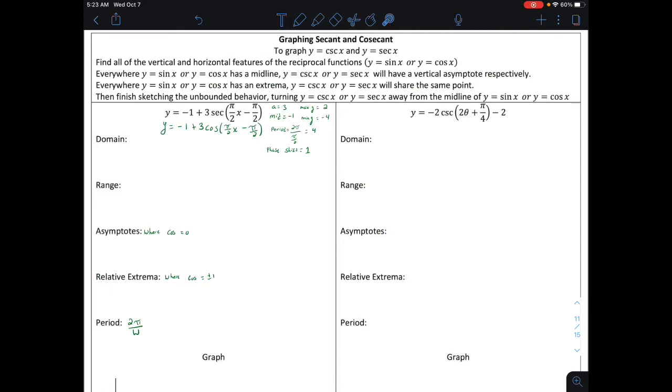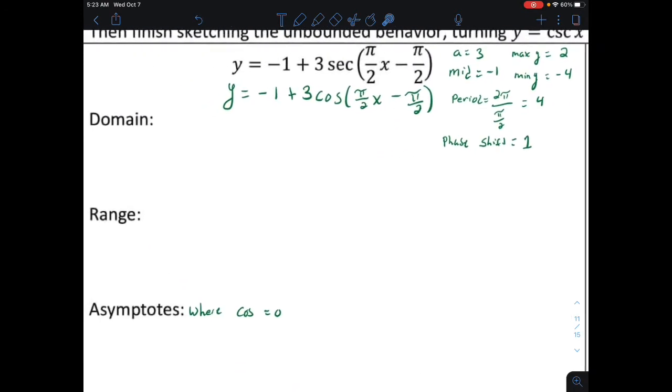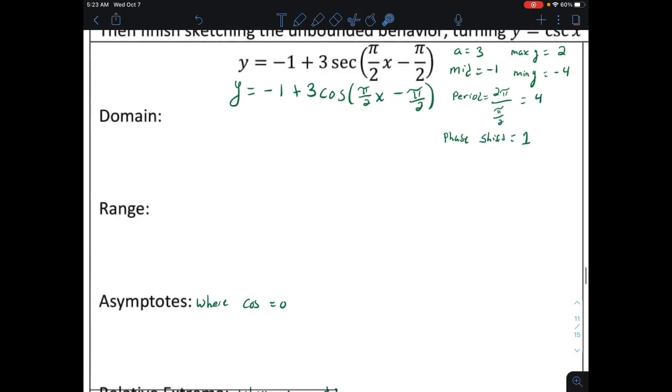All right, so now we're going to look at graphing the reciprocal function, so secant and cosecant. And in doing so, it's almost easier for us, in order to graph secant and cosecant, to graph their reciprocal functions first, and then once we get the picture of that, to turn them into either secant or cosecant. And so starting here, y equals -1 plus 3 secant of pi over 2x minus pi over 2.